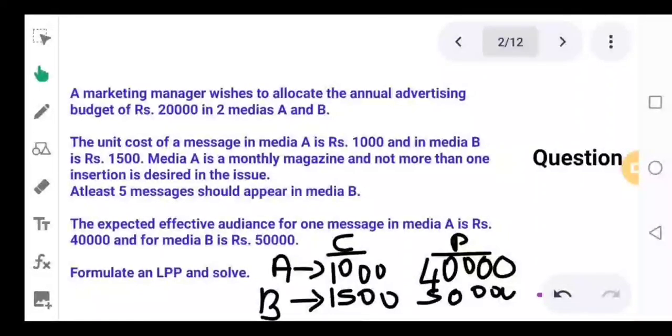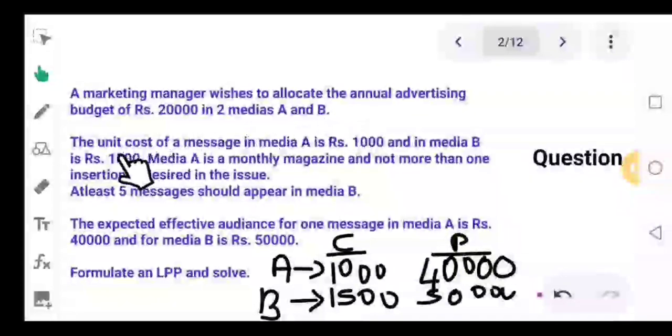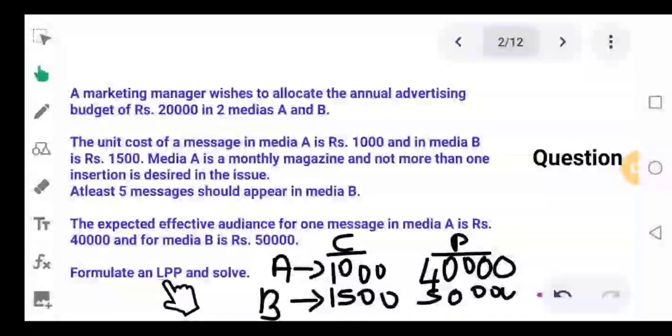And today's question is, a marketing manager wishes to allocate the annual advertising budget of rupees 20,000 in two medias A and B. The unit cost of a message in media A is rupees 1,000 and in media B is rupees 1,500. Media A is a monthly magazine and not more than one insertion is desired in the issue. At least 5 messages should appear in media B. The expected effective audience for one message in media A is rupees 40,000 and for media B is rupees 50,000. Formulate an LPP and solve.